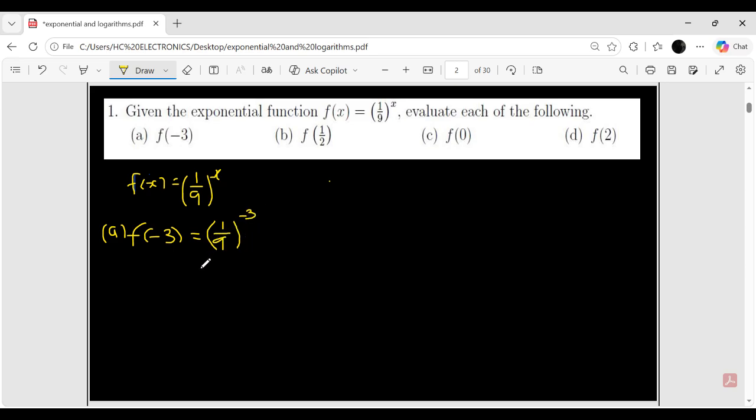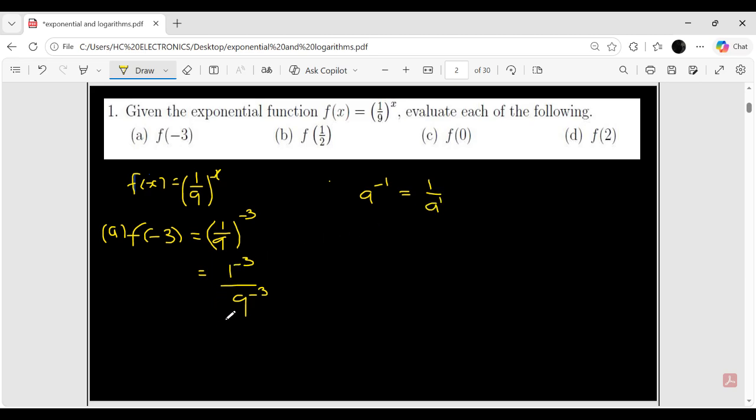We know that this is the same as 1 to the power negative 3 over 9 to the power negative 3. For us to change this to a positive exponent, we know the rule that if we have a base a to the power negative 1, to convert it to positive we say 1 over a to the power 1.